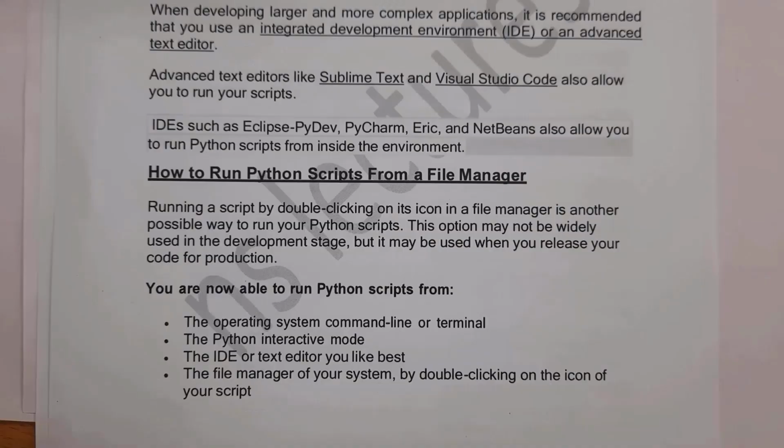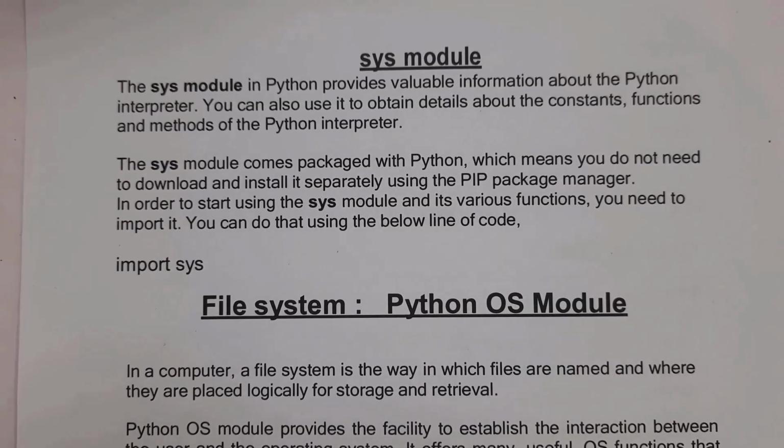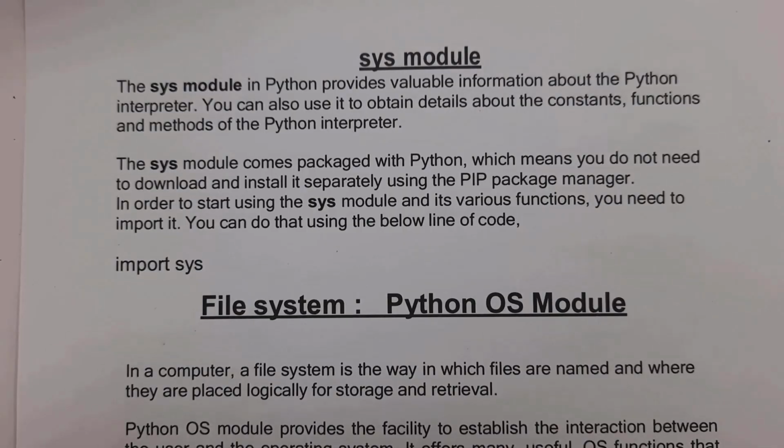This is the fourth way. These are 4 ways to execute a Python script. Next I will explain the sys module and then I will explain the file system. In this file system topic, I will explain the OS module.